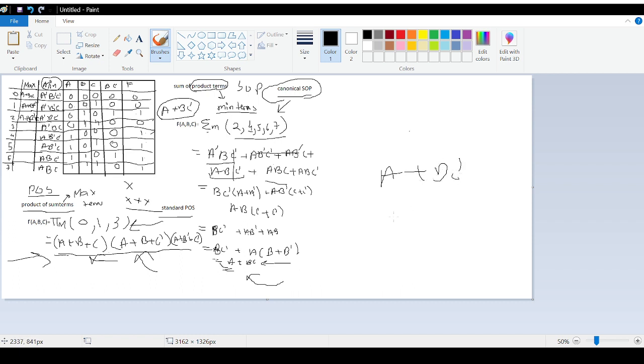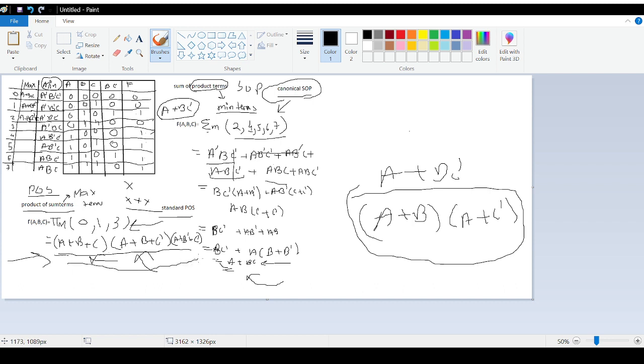So suppose I have A plus BC bar. This is in SOP. I can write it in POS. How can I write it in POS? A plus B into A plus C bar, by using the distributive law. Okay. So this equation and this equation are equal, by the way. Because A plus BC bar is the simplified form of this equation, and this is the POS form. So this POS and this POS are equal.